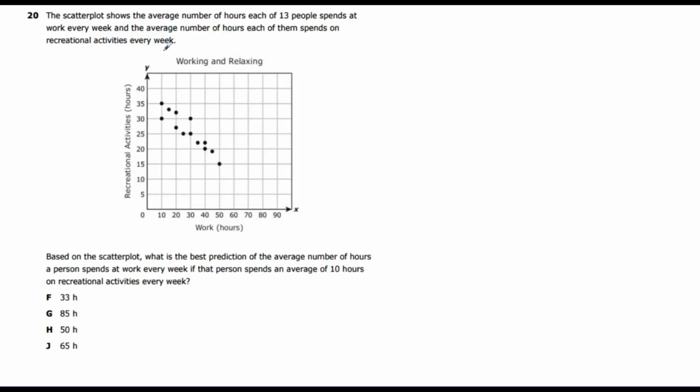Alright, 20: a scatter plot shows the average number of hours 13 people spend at home every week and the number of hours they spend doing recreation activities. Okay, so we're comparing time you get to do what you want compared to hours worked. So this is a negative relationship. That makes sense, right? The more you work, the less time you have for yourself, which is sad.